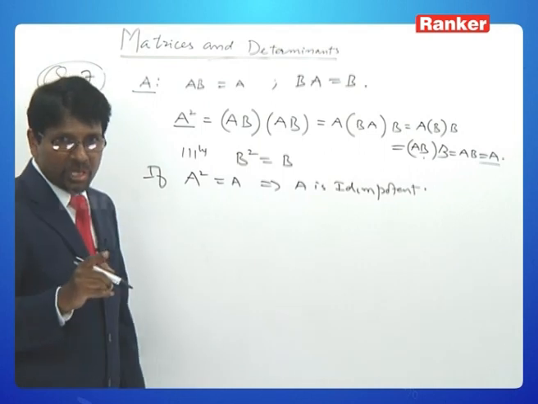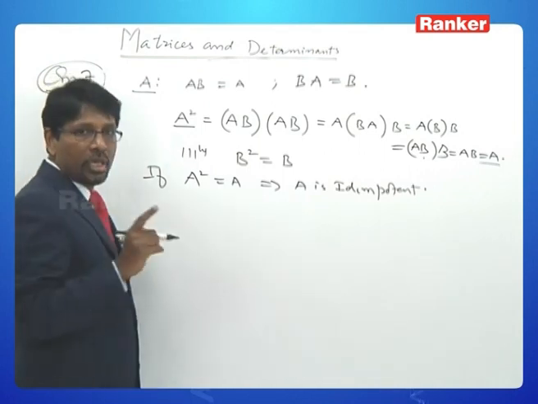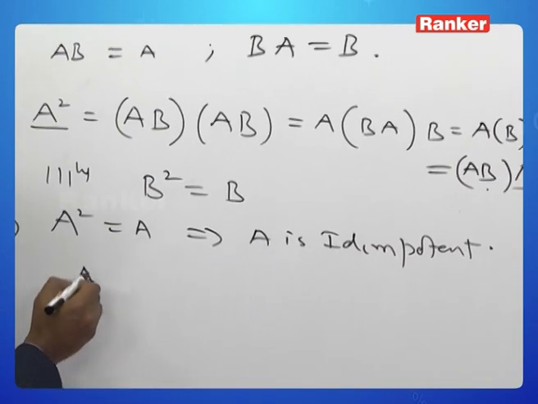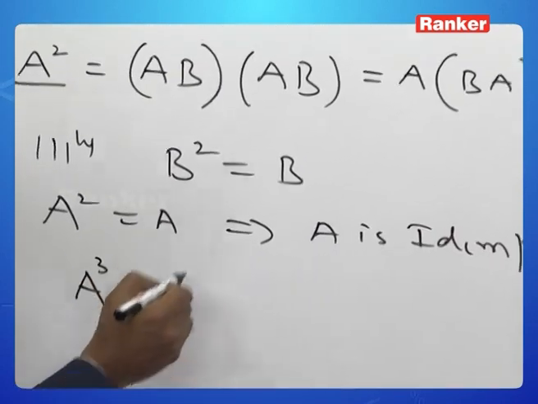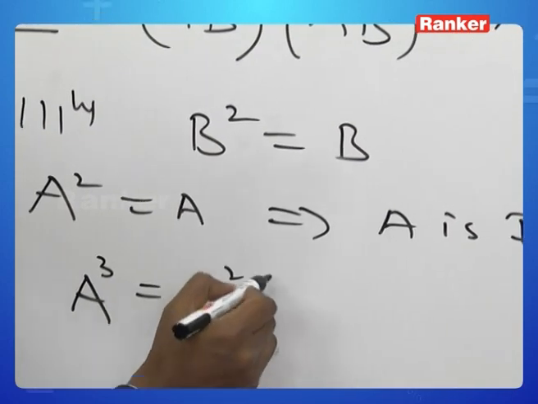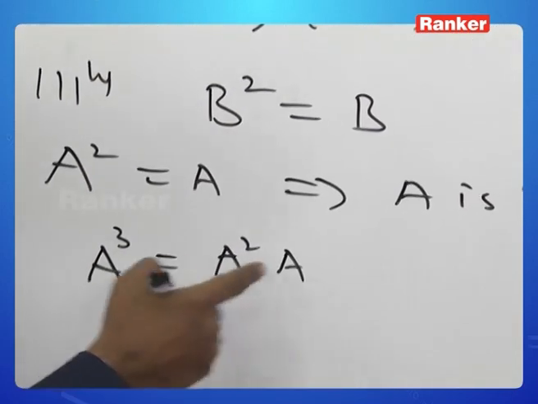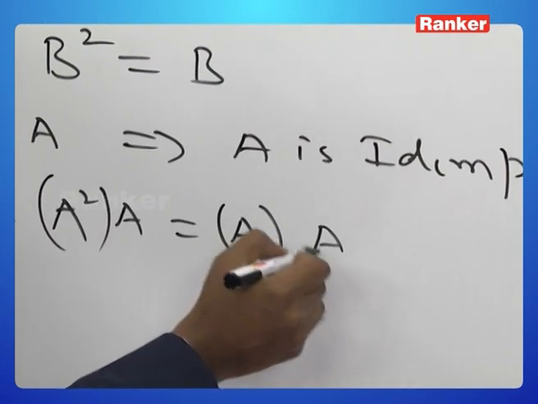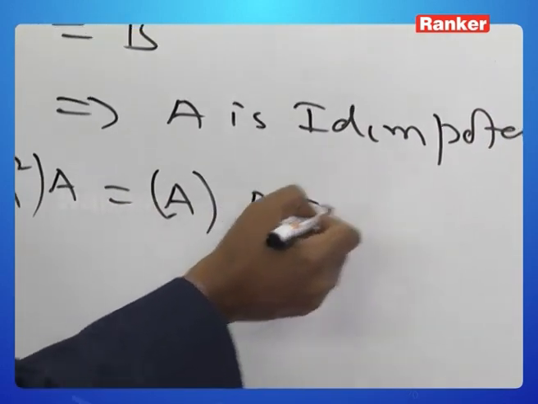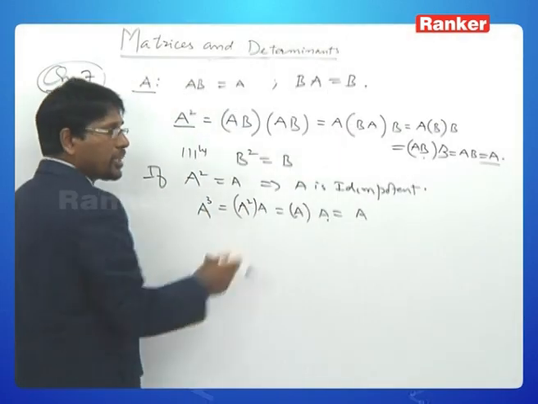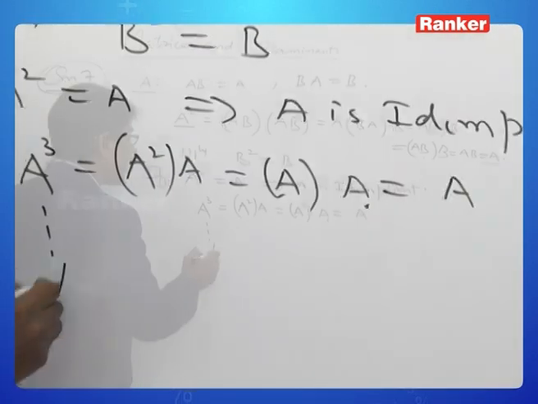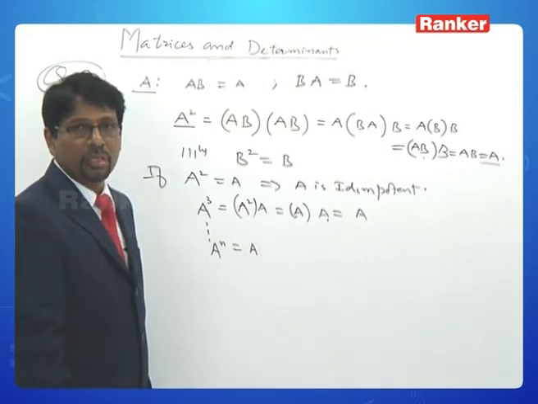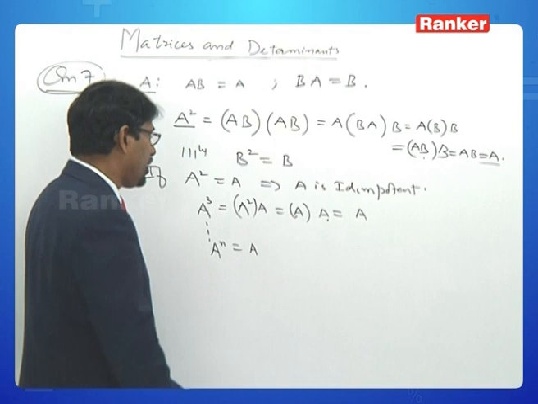Now what about the first statement? Can we say that A power n plus B power n will be equal to A plus B? If A square is A, A cube will also be A. What is A cube? A square into A. What is A square? A into A again. But what is A into A? A square. A square is A. So A cube is A. So on, we can conclude inductively that A power n is equal to A.